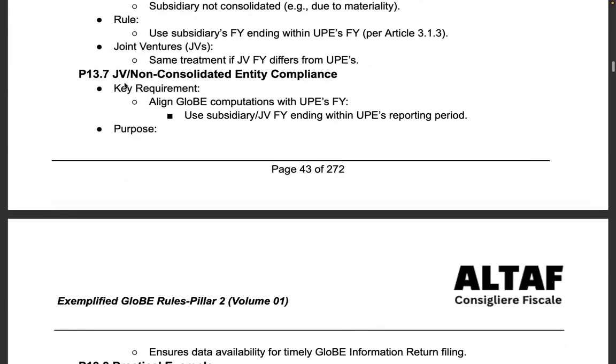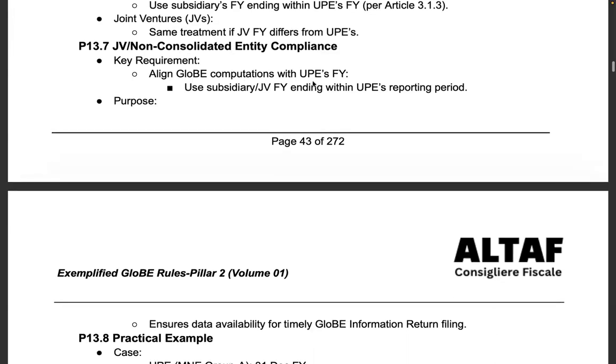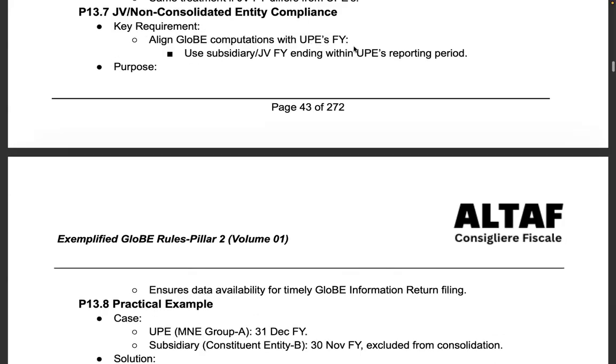Paragraph 13.7, JV or non-consolidated entity compliance. Key requirement: align GloBE computation with the ultimate parent entity's financial year. That's the key point. So we have to look at the ultimate parent entity's financial year and we align the subsidiary's or JV's financial results with that year.